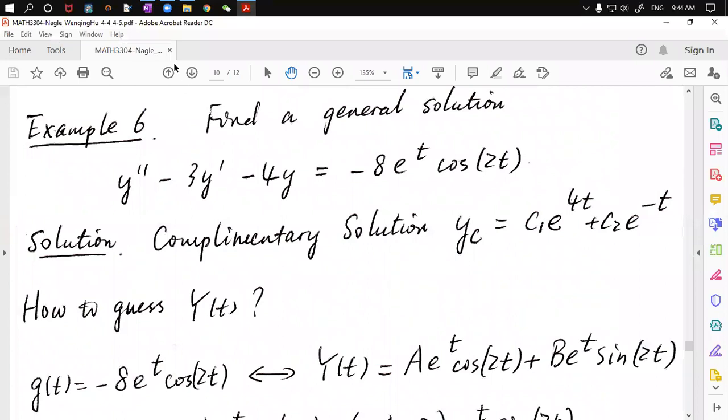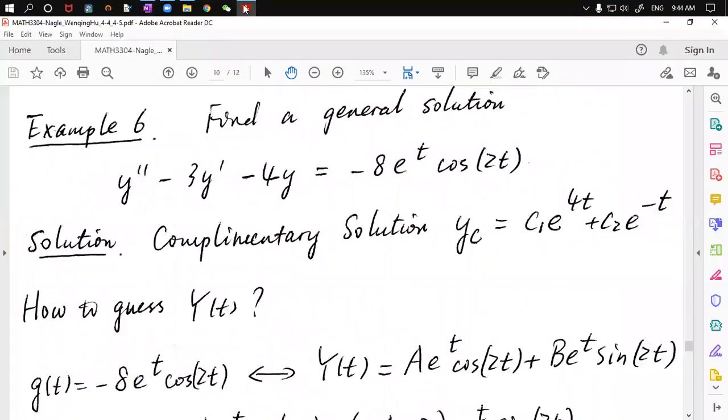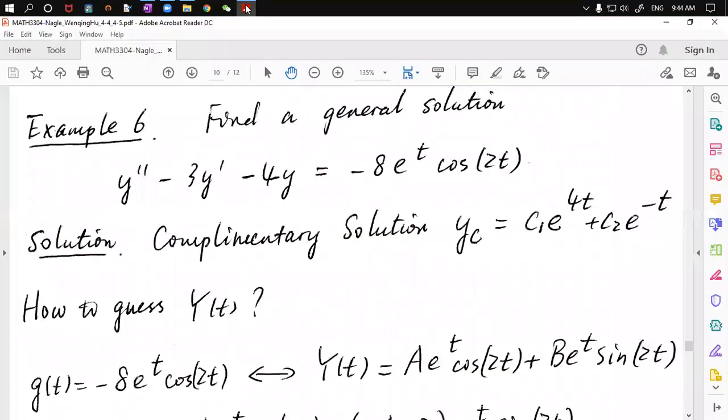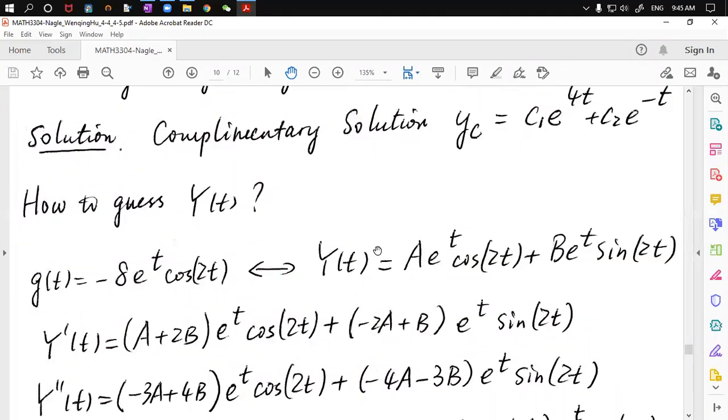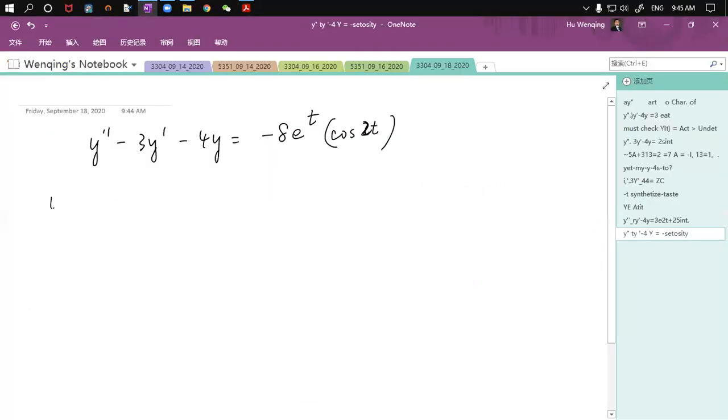The right-hand side is going to be a product: minus 8e^t multiplied by cos 2t. So what kind of solution should you try? Well, this is a product. So for a product, you should also use divide and conquer, but in terms of product. Is that good for everybody? Okay, in terms of product. So that's what kind of solution you should try: y(t) in terms of product.